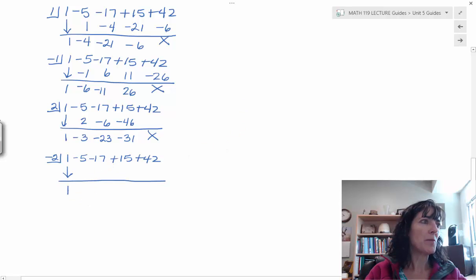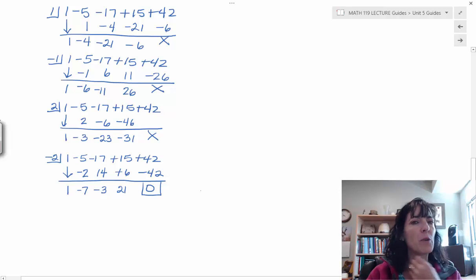Bring down that 1, multiply by negative 2. So I have a negative 2, add those, I get negative 7. Multiply by that negative 2 again, I get a positive 14. Add those, I get a negative 3. Negative 3 times negative 2 is a positive 6. That gives me a 21, and then when I multiply by negative 2, I get negative 42, and those two add up to 0.